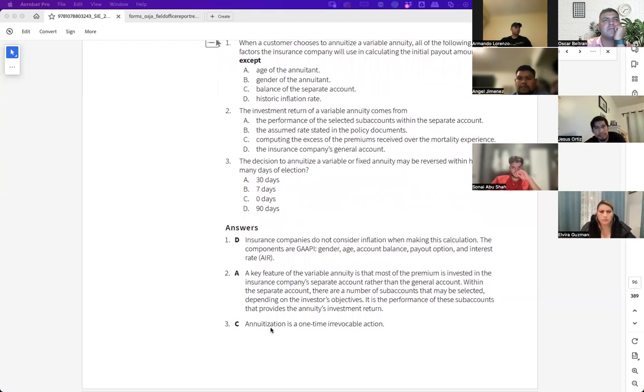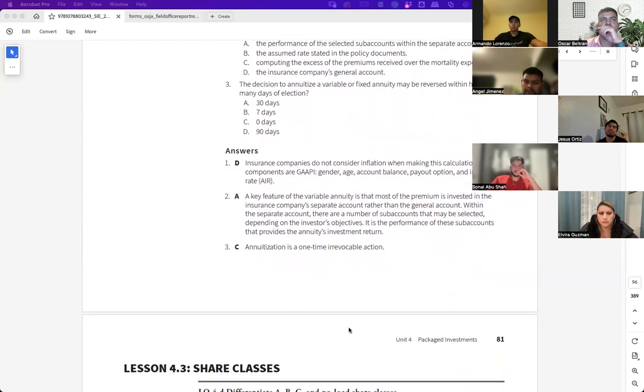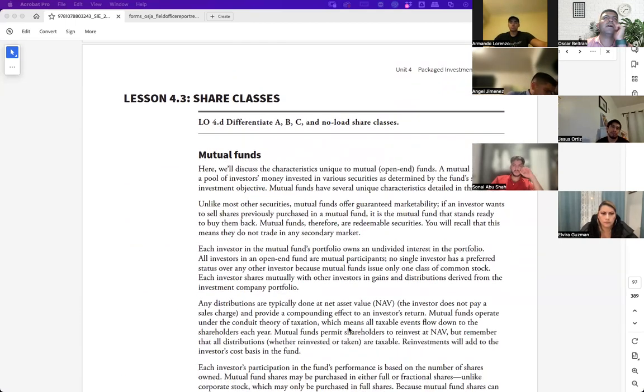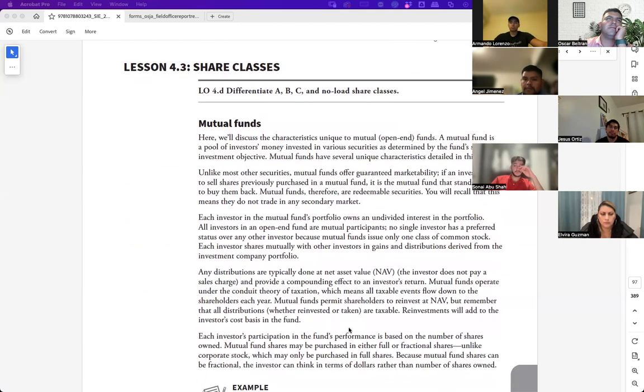Okay, here it is. It is a one-time irrevocable action. And what does the word irrevocable mean? That you can't go back, essentially. You can't undo it. Exactly.